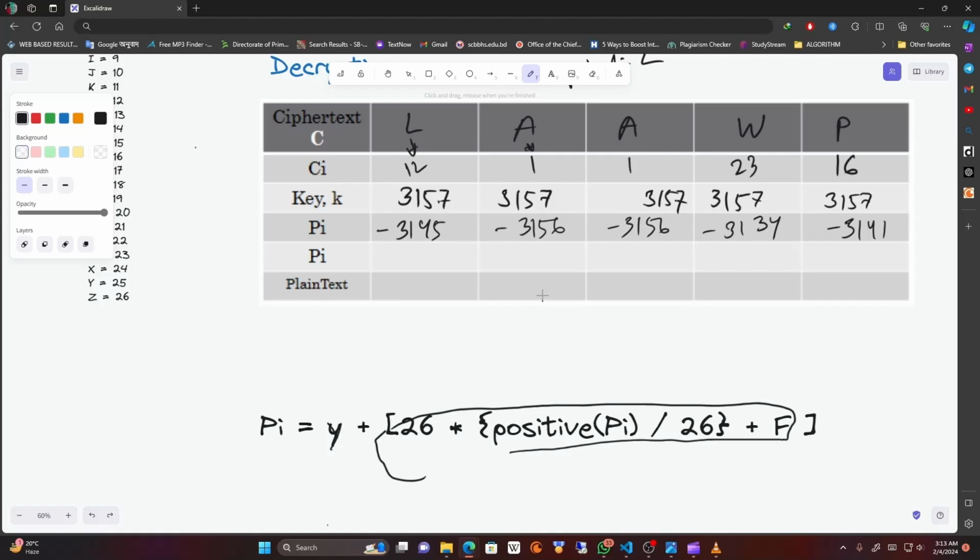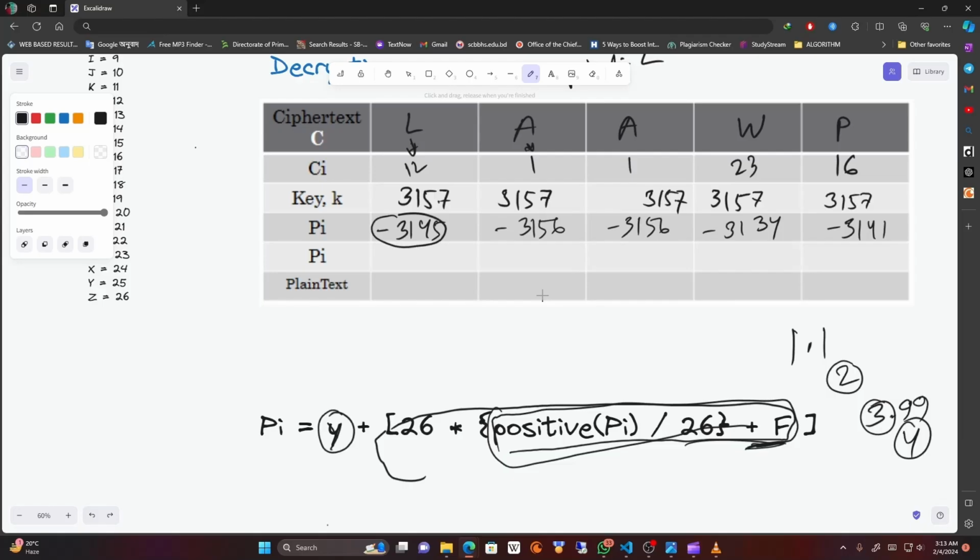Okay, for example, if we get 1.1, we'll count this as 2 in this particular position. If we get 3.99, we'll count this as 4. This is why we write down plus f. And this y will be directly this pi value.